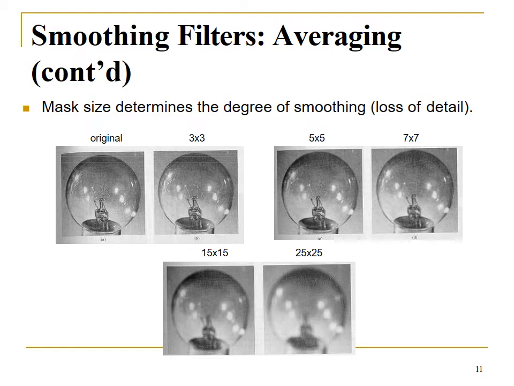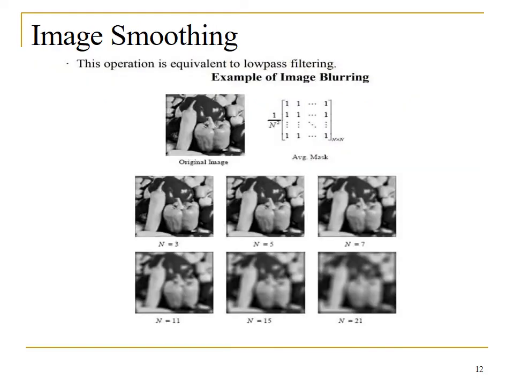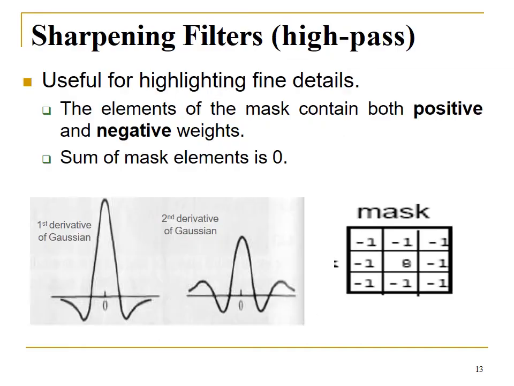Okay, in the first image, the original image, you can see how clear it is. After that we consider 3 cross 3, then 5 cross 5, then 7 cross 7, then 15 cross 15, and finally 25 cross 25. We apply the smoothing technique, and as the number of pixels increases, you can see that the image gets more blurred. This is another example. As I said earlier, you can see the image is getting blurred according to the size of the averaging mask. Okay, so next one is the sharpening filter.